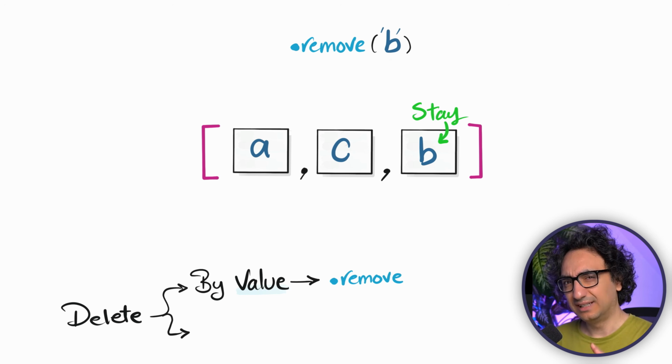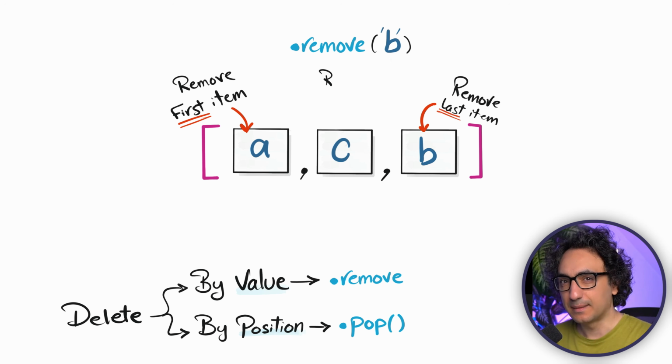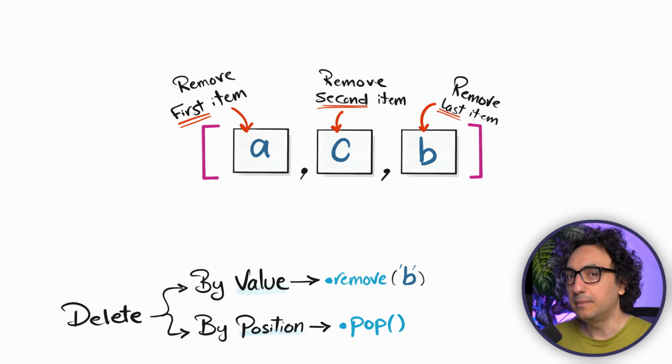If you say, you know what, I really don't care about the value. I want to remove something that is sitting on a specific spot. So I'm more interested in the position number. Like, I would like to remove the first item or the last item or exactly something in the middle. And for that, we have a method called pop.